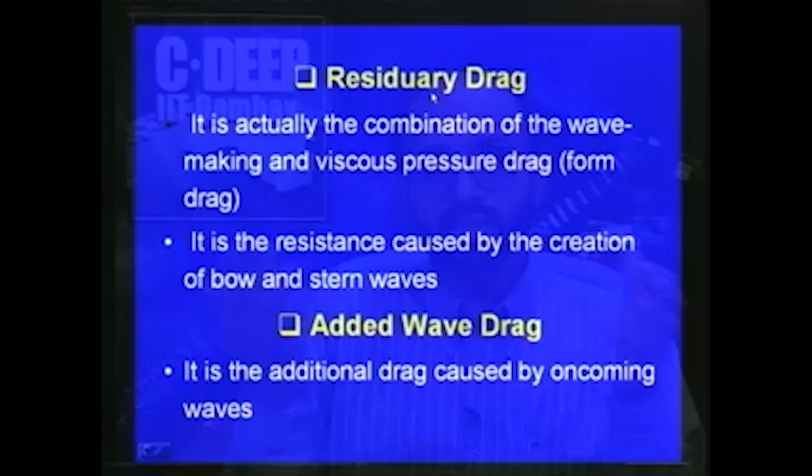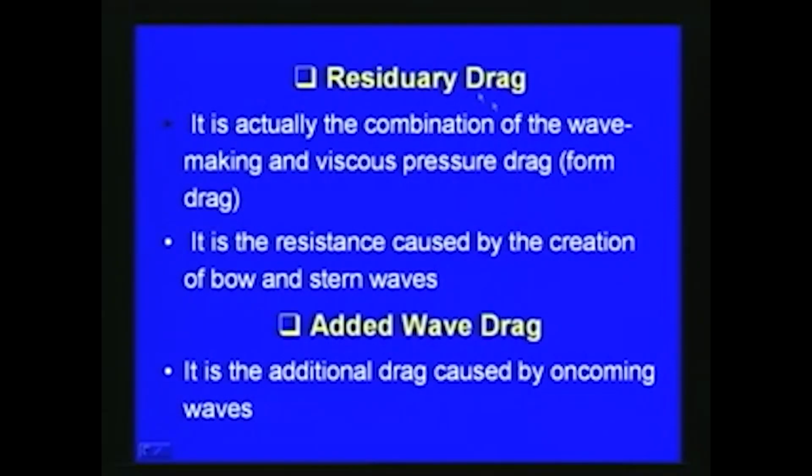So this is actually the combination of, we have seen that when the boat is moving, waves will also be there on the water surface, and we see how these waves behave with respect to the movement of the boat. So this residuary drag is actually the combination of the wave making and the viscous pressure drag or the form drag.